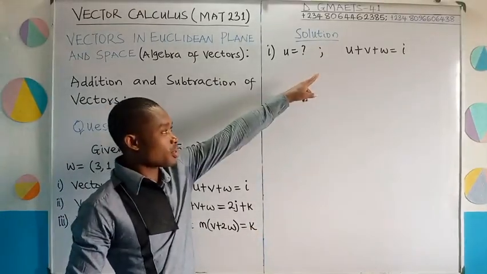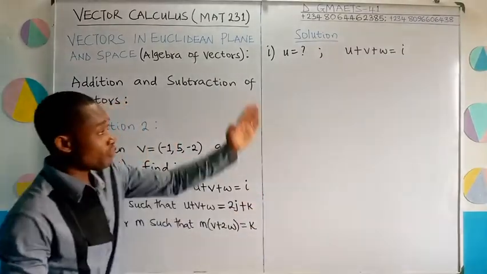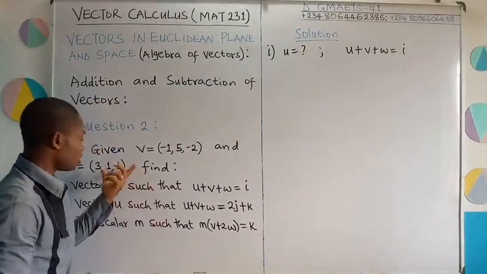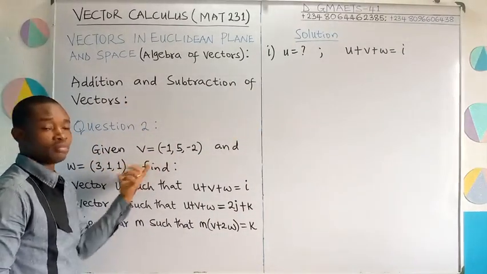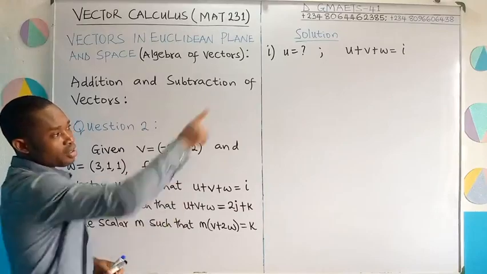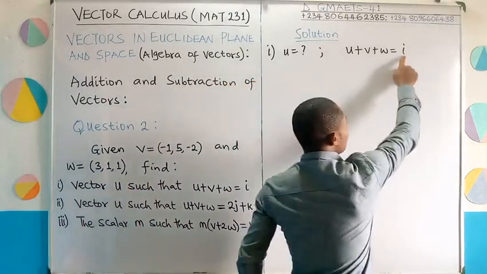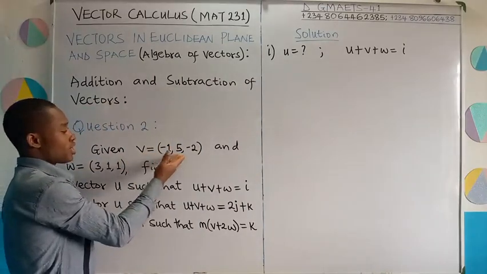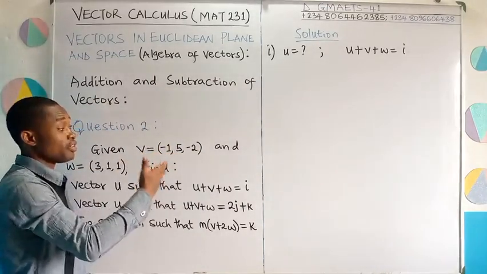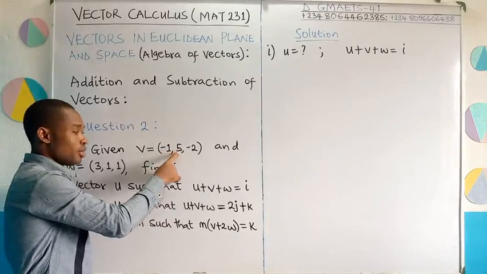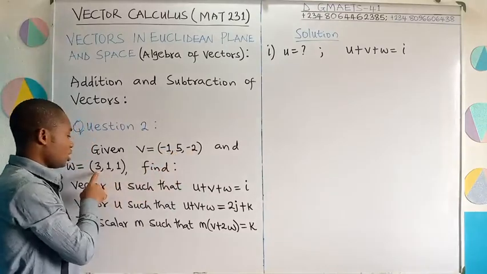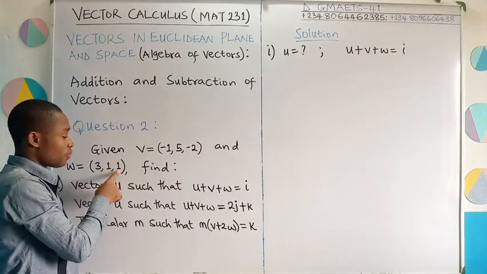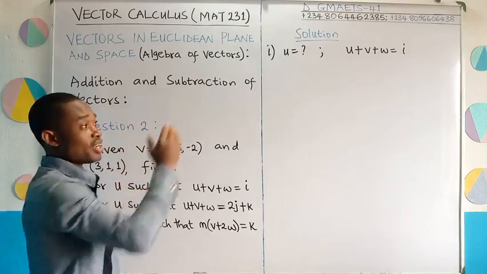All I have to do here is substitute the value of vector v and vector w, which were given to me in the question. But because this is equal to a unit vector i, it simply means that I would have to deal with these in terms of their specific unit vectors. This will be minus i plus 5j minus 2k. This will be 3i plus j plus k. Are you following, right? And then solve.